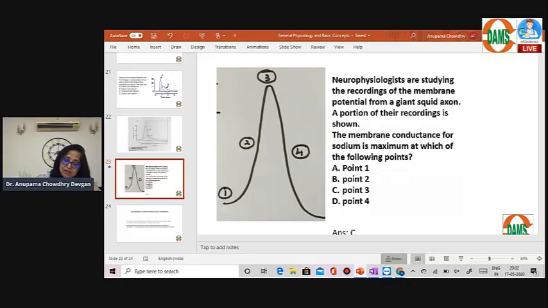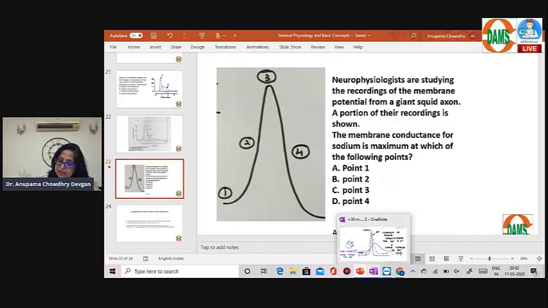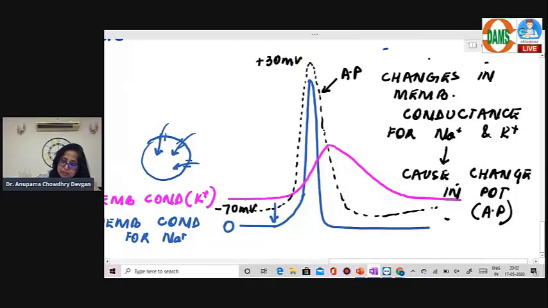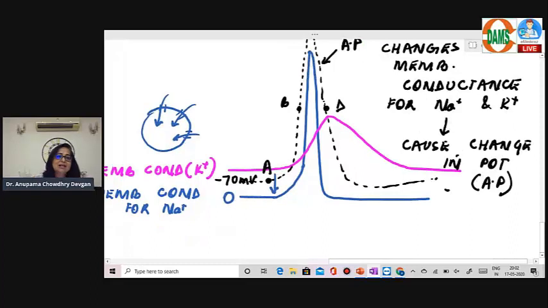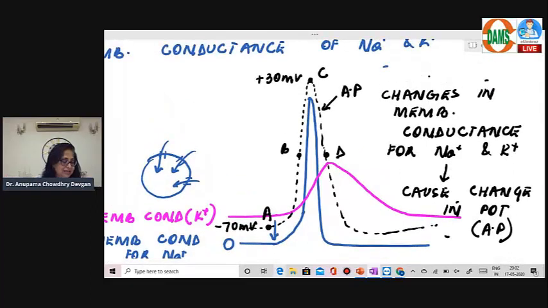Please remember, we've just discussed this here, so these 4 points which I just showed you: this is point A, this is point B, this is point C, and this is point D. So which, 1, 2, 3, 4, which point will coincide with maximum sodium conductance? That will be point 3 or point C. Have you understood? Point D, right? Let's see.